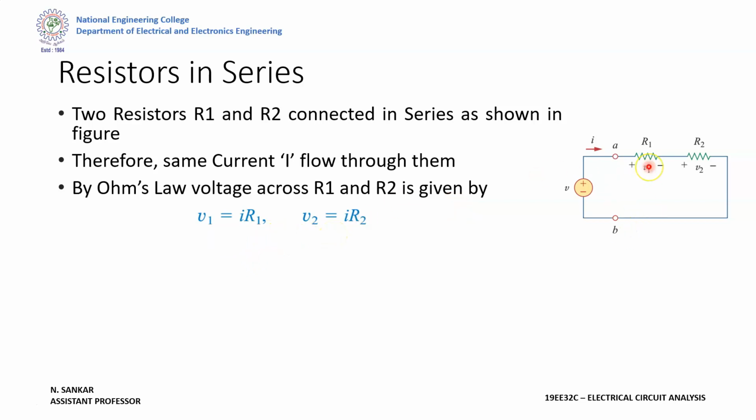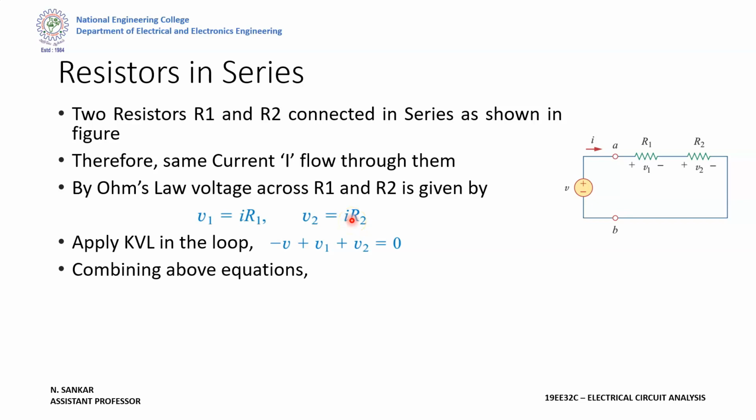Now here we can apply Kirchhoff's voltage law because it is a closed loop, right? And we have voltage sources V, V1 and V2. As per Kirchhoff's voltage law, the sum of all voltages in a closed path will be equal to 0. If I take the leaving terminal, that is plus V minus V1 minus V2 equal to 0, which gives V equal to V1 plus V2. We know the values of V1 and V2, so just substitute them in this equation.